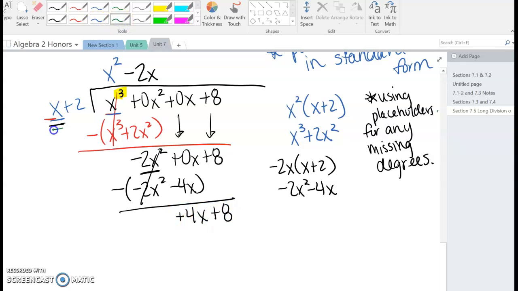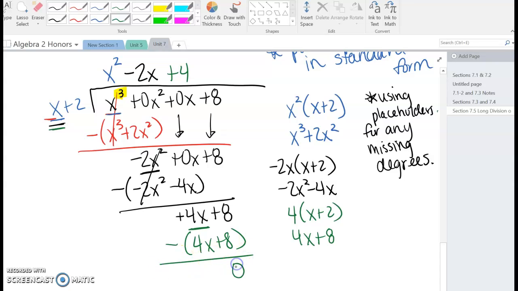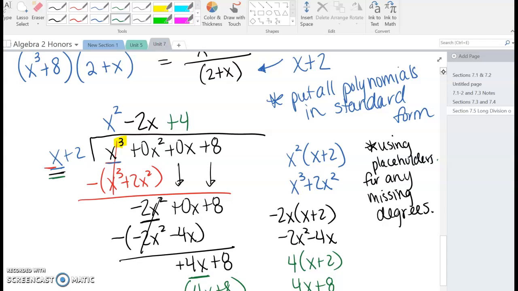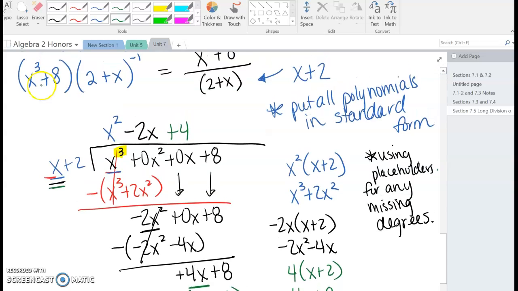And last but not least, x goes into 4x 4 times without going over. 4 times x plus 2 is 4x plus 8. And so I'm going to subtract the quantity 4x plus 8. I get 0. So when I divide, the answer to x cubed plus 8 multiplied by the quantity 2 plus x to the negative first power is the polynomial x squared minus 2x plus 4.